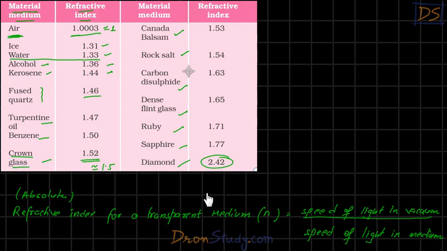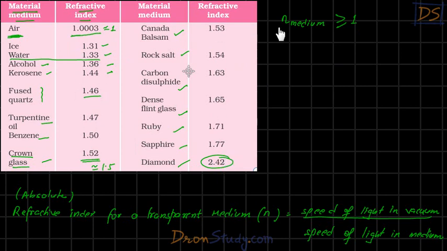Okay, students, can you note one more thing here, that all these refractive indexes are greater than 1. Refractive index of a medium is always greater than or equal to 1. You can see. See, this is greater than 1, greater than 1, greater than 1. All these are greater than 1.